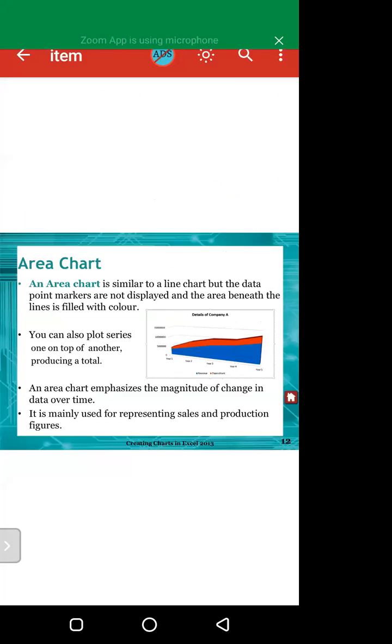Okay, now the area chart. An area chart is similar to a line chart, but the data point markers are not displayed and the area beneath the lines is filled with color. You can also plot series one on top of another producing a total. An area chart emphasizes the magnitude of change in data over time. It is mainly used for representing sales and production figures.